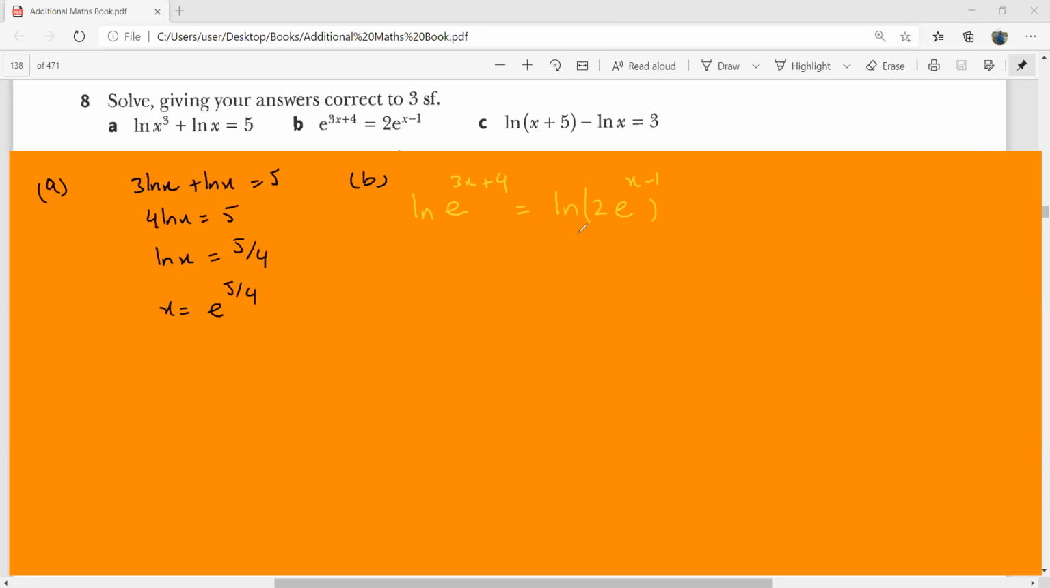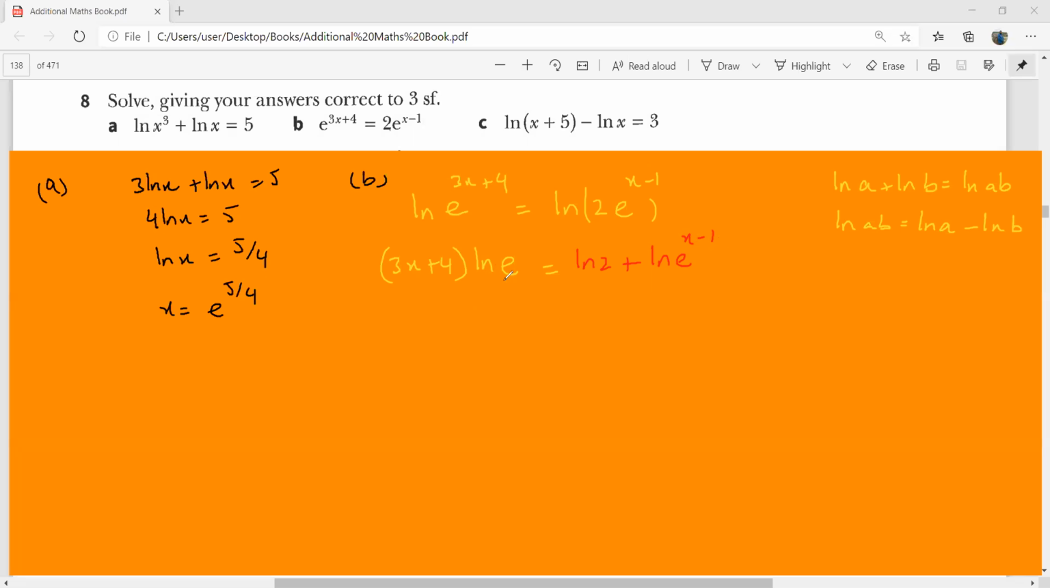Okay. Now be very careful with this right hand side. Now this would become (3x plus 4) ln e. Yes, we know this. And here, if you remember that product rule, that ln a plus ln b can be written as ln ab, then you must be able to write its reverse, ln a minus ln b. So similarly, this has to be written as ln 2 plus (x minus 1) ln e.